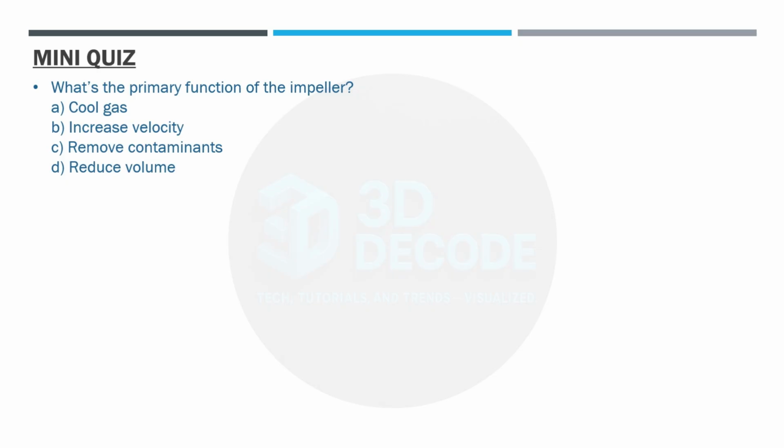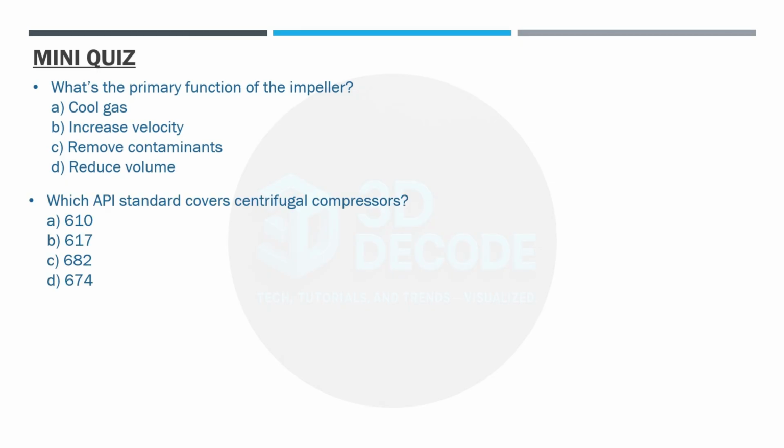Now, let's check your understanding. Question 1. What is the primary function of the impeller in a centrifugal compressor? Is it A. To cool the gas, B. To increase gas velocity, C. To remove contaminants, or D. To reduce gas volume?